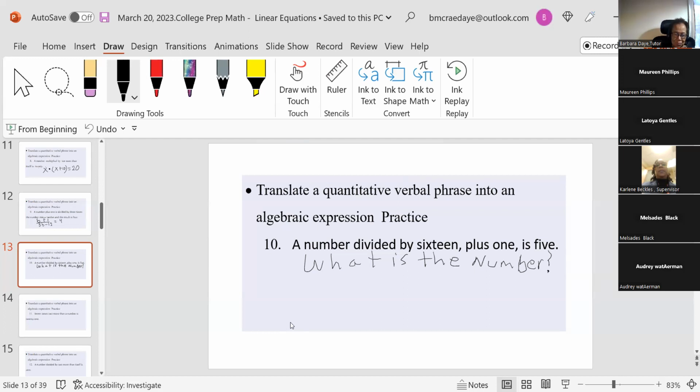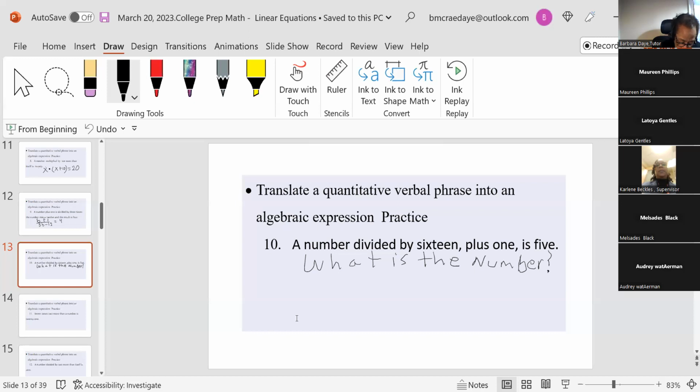A number divided by 16 plus 1. That's 17. No. When you see that plus 1, that means you have the number divided by 16, and then you add 1 to that result to give you 5. Yes, and you get 5. I want you to solve for the number. What is that number?